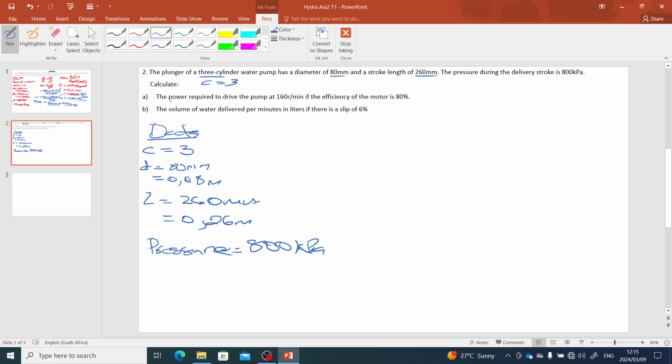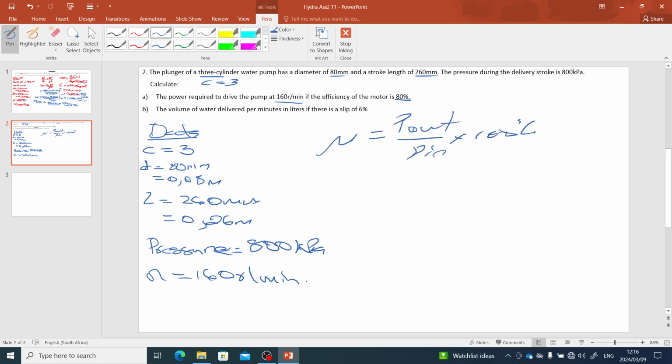Now they want us to calculate the power required to drive. We are given the efficiency of 80 and the N, the rotational frequency, is given as 160 revolutions per minute. Efficiency equals power out over power in multiplied by 100%. They want us to calculate power in. In calculating power in, power in equals power out over efficiency.